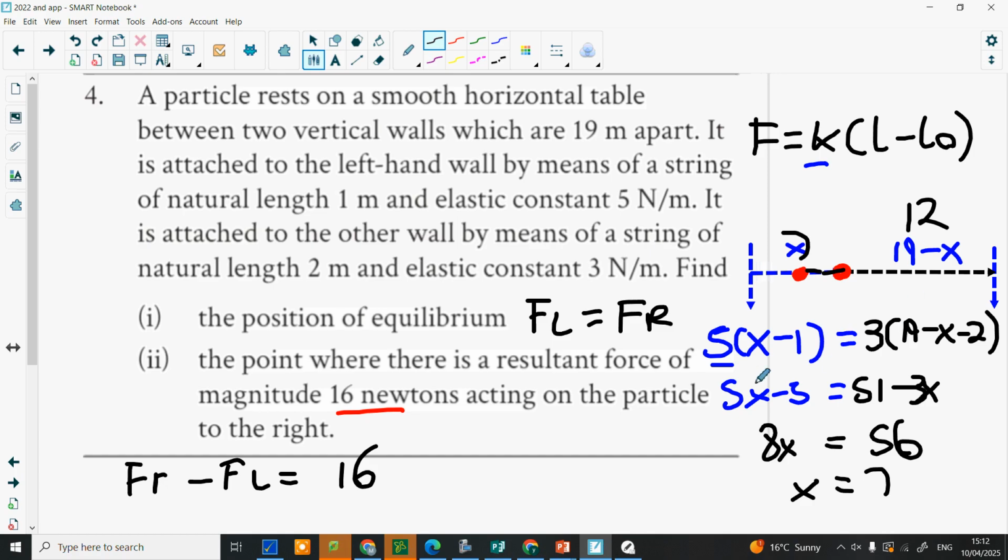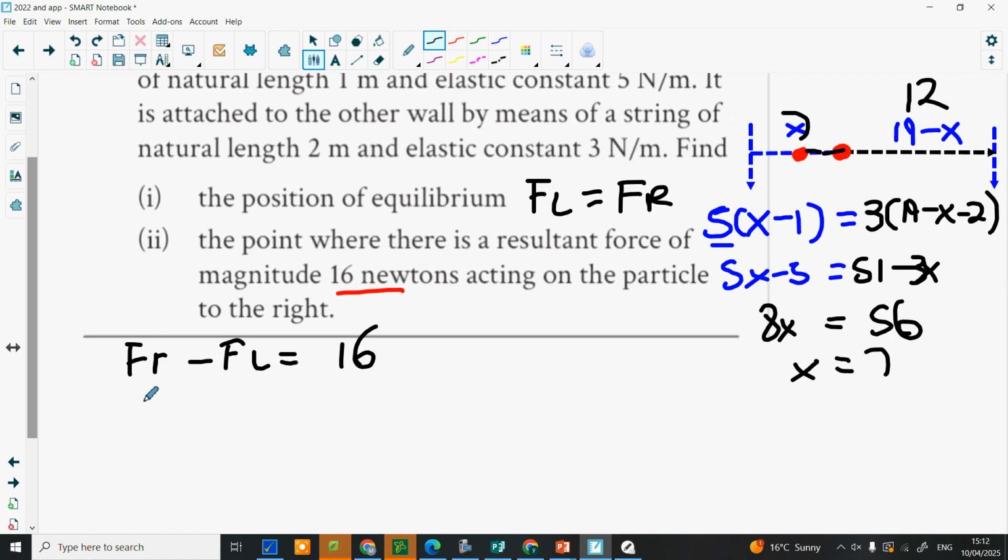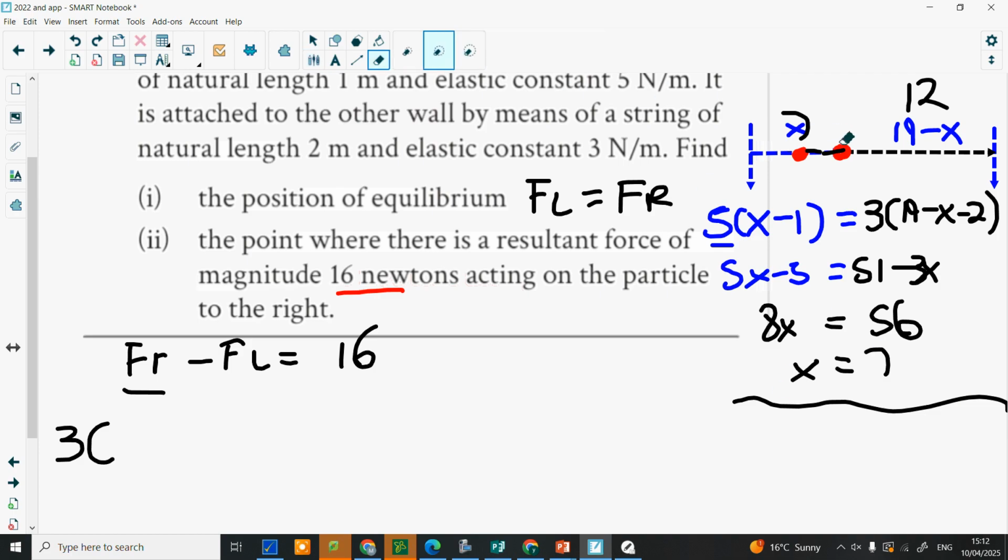Okay? So what we're going to do is what we did before. The force to the right is 3 times. The deal is, we're going to disregard the x answer from the first one. You happy enough with that? I'm just going to redo this, okay? So I'm going to make this starting from scratch. Sorry, black, black, black, black, red. It's still x and 19 minus x. Is that okay? So I need to figure out what length is this from the left wall.